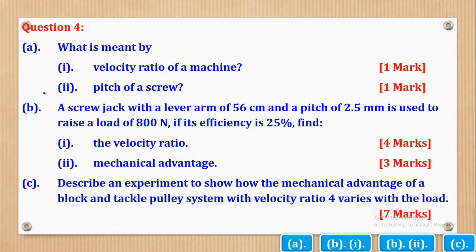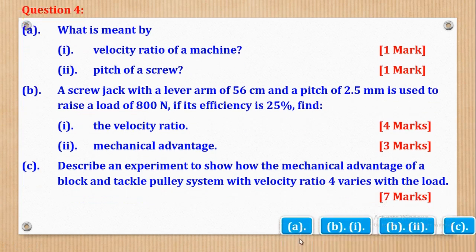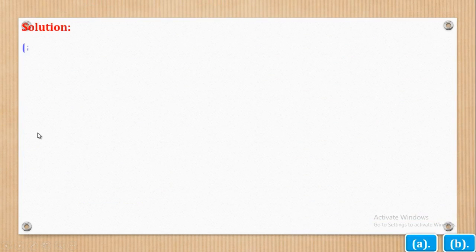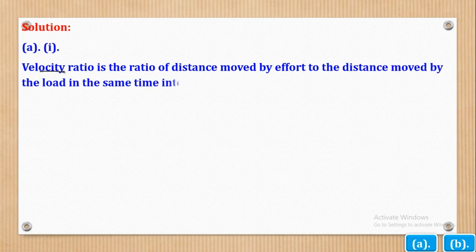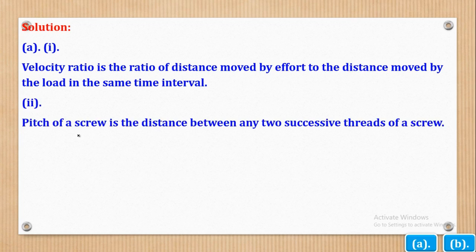So now we shall go to question 4. Question 4, part A, Roman 1. Part A says, what is meant by Roman 1 velocity ratio of a machine and Roman 2 pitch of a screw? So the velocity ratio is the ratio of distance moved by effort to distance moved by the load in the same time interval. What about pitch? So I come and say that the pitch of a screw is the distance between any two successive threads of a screw. So that was part A.